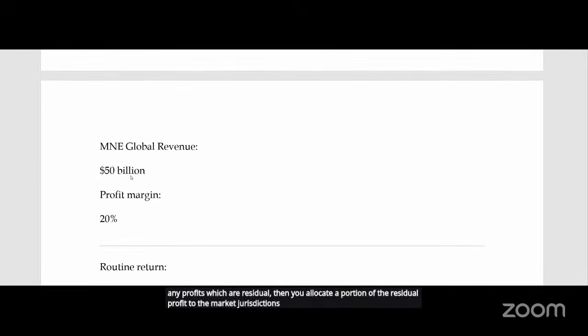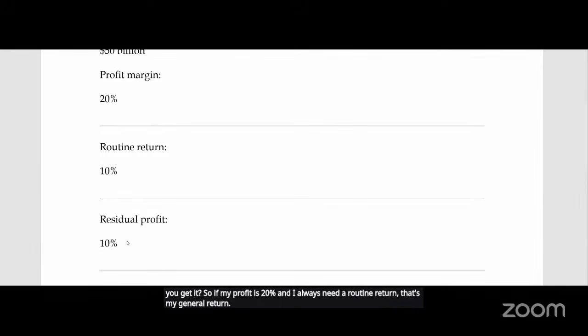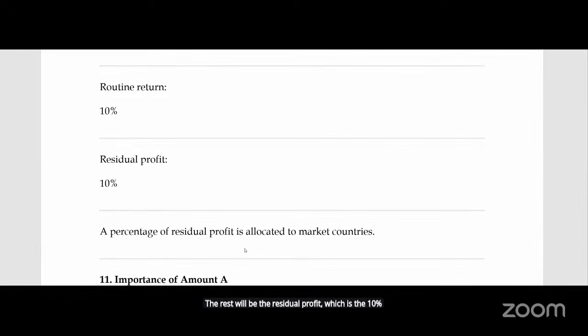So if I make 50 billion and my profit margin is 20%, and I want a routine return of 10%, just like we did in transfer pricing. So all these things are linked to transfer pricing, but we don't want you to go that deep. If my profit is 20% and I need a routine return, that's my general return, the rest will be the residual profit, which is the 10% left. A percentage of this residual profit will be allocated to the market countries where the majority of your customers are. This is how amount A works.